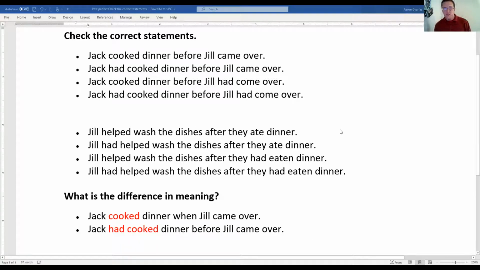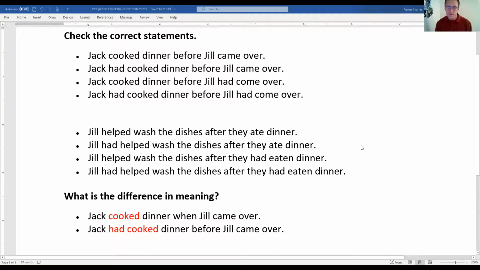Okay. Next, we have Jill helped wash the dishes after they ate dinner. We have two verbs in the past simple, and we have the word after. So this is okay. This one's good. Jill had helped wash the dishes after they ate dinner. Okay. Again, no good because had helped seems to tell me that Jill helped before they ate dinner, but we have after. Before, after, it's confusing.